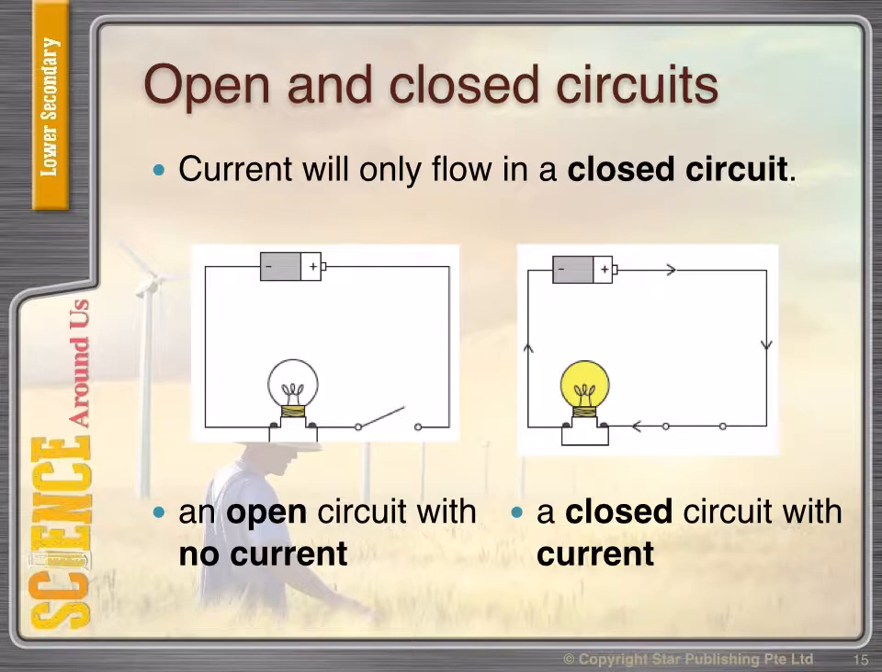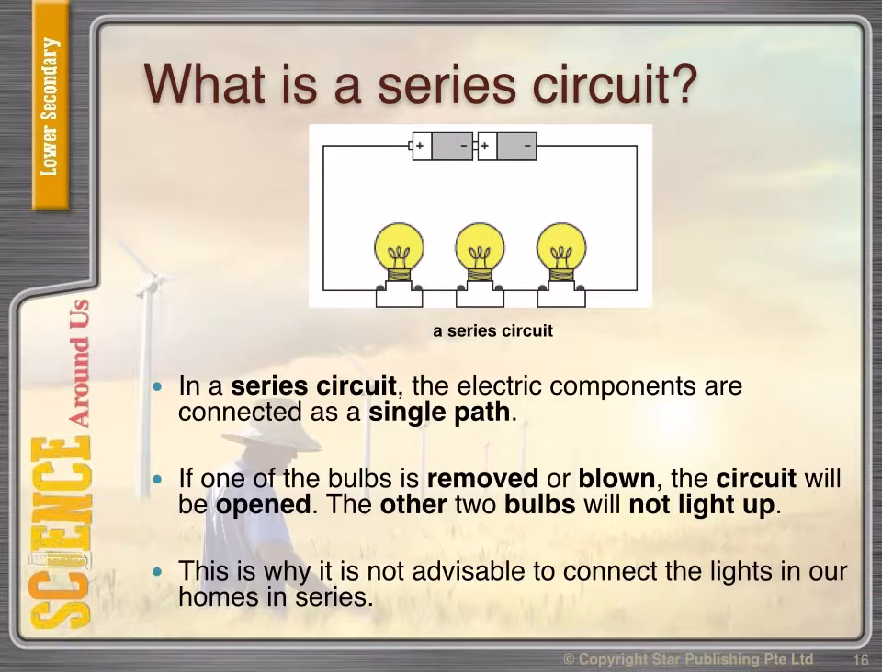But if I close the circuit with a switch, you'll notice that the current can flow and the light bulb can light up. So current can only flow in a closed circuit. If there's an open connection, it cannot flow through. Now we move on to the first concept, the series circuit. A series circuit means that the components are connected in one single path. The current starting from the positive side of the battery will have only one path to flow through.